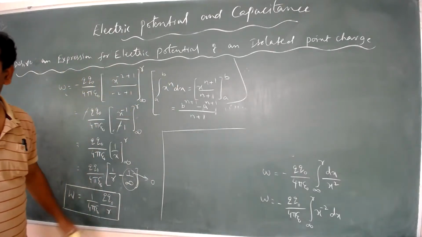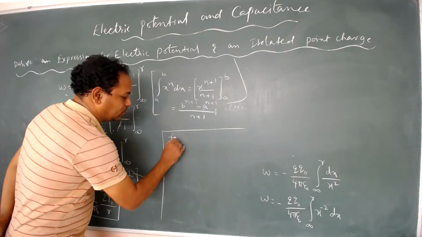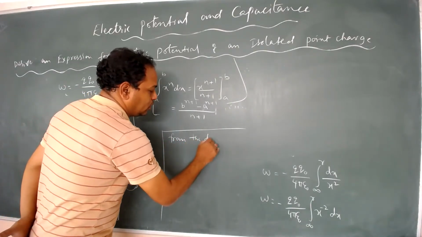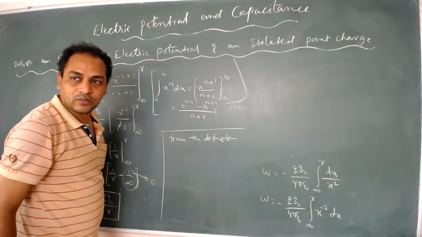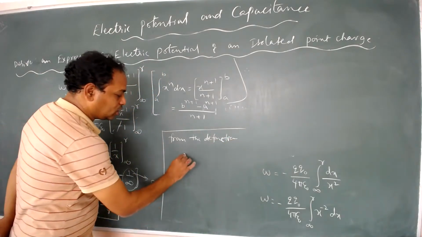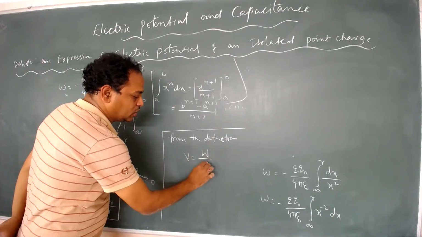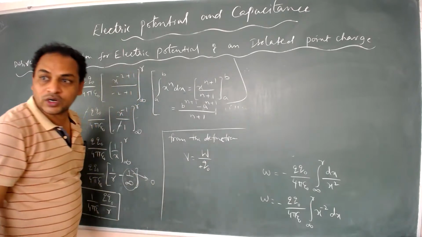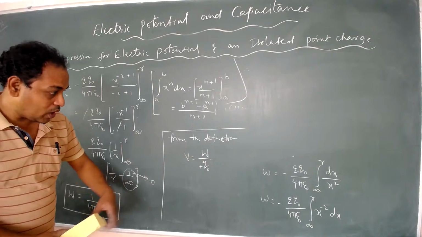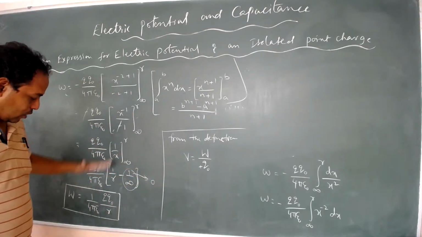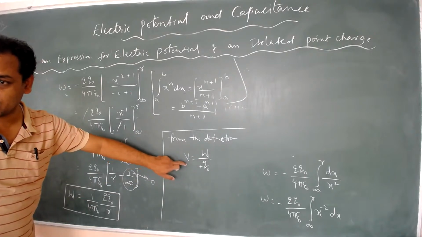What is our requirement? We need the electric potential, right? So from the definition of electric potential, what does electric potential say? Work per unit charge, okay? The amount of work done in bringing a unit positive test charge from infinity to that point. So I want the potential. Till now I have calculated the work. Now I will substitute this work here, then I will get the potential at that point.